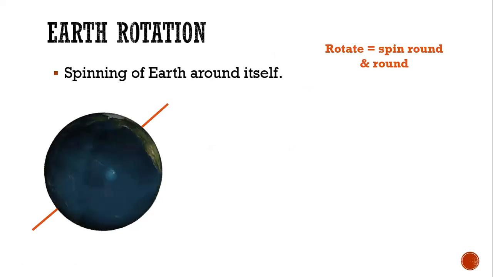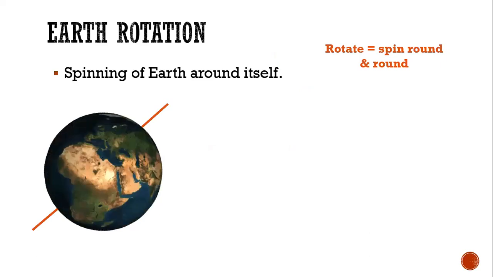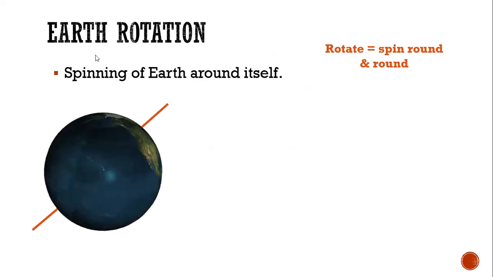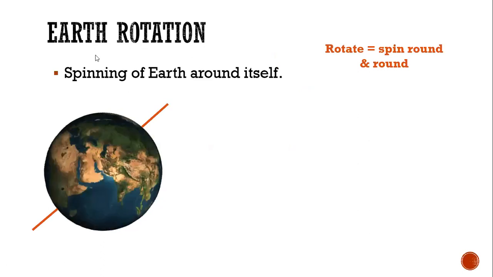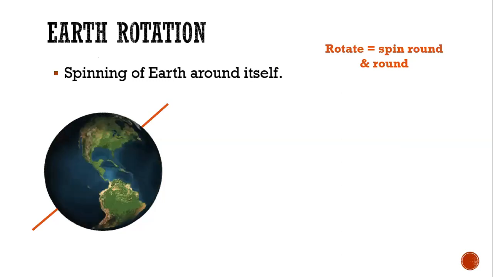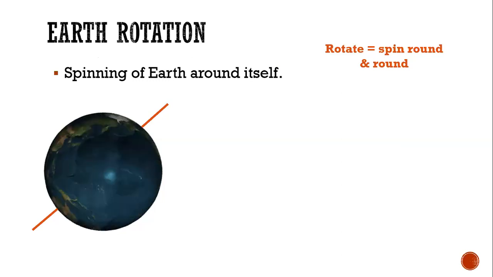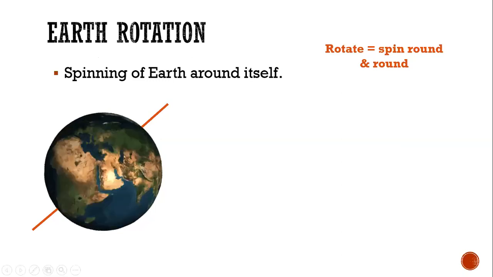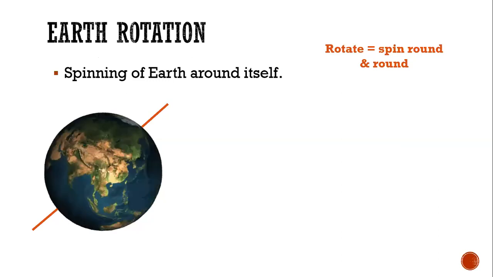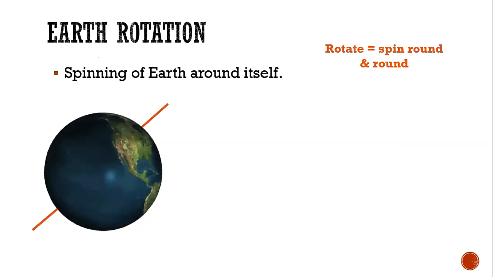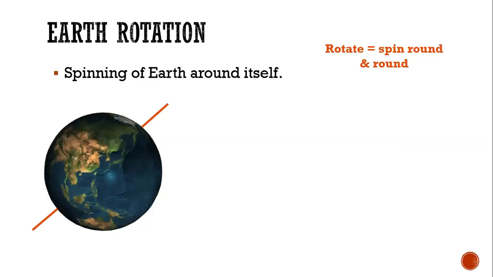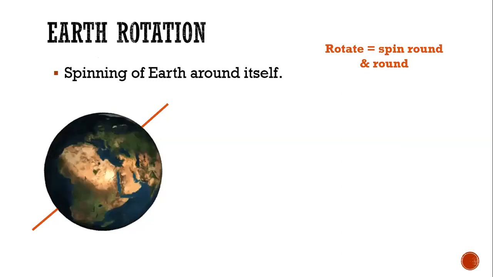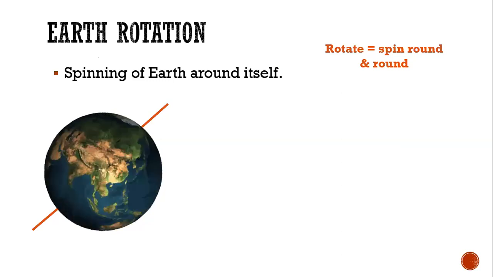Earth rotation, or the word rotate, means to spin around and around. What does it mean by this also? If you get a spinner and spin it, it will move around itself, right? So this is what happens to the Earth. The Earth is rotating around itself, it is spinning around itself, it is moving around itself. So this is the cause, or this is why day and night happen. Why? Because the Earth is rotating, spinning, and moving around itself.